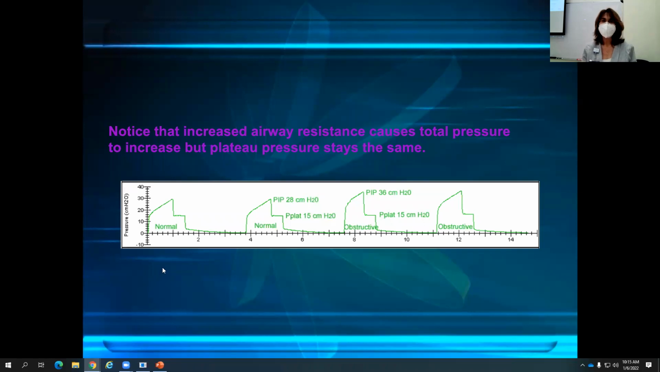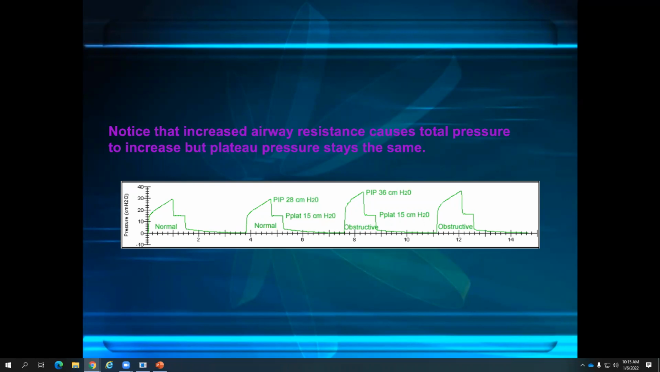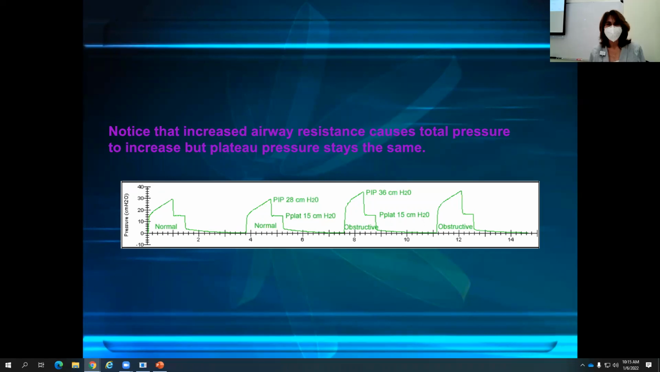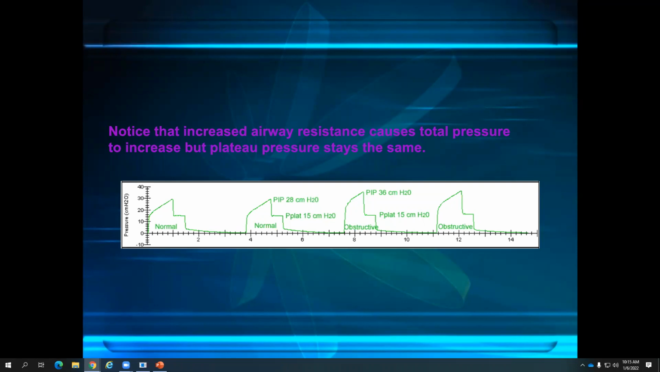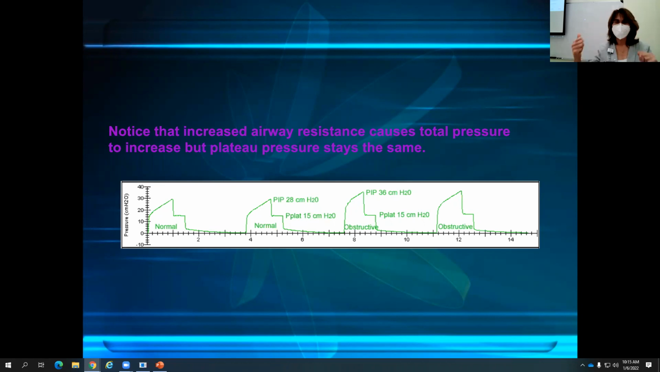I wrote a question in the chat. If a patient bites down on the endotube, will the plateau pressure increase? Brent, what do you think? Will the plateau pressure increase? No. Very good. Resistance, air resistance doesn't affect plateau pressure. Good job.